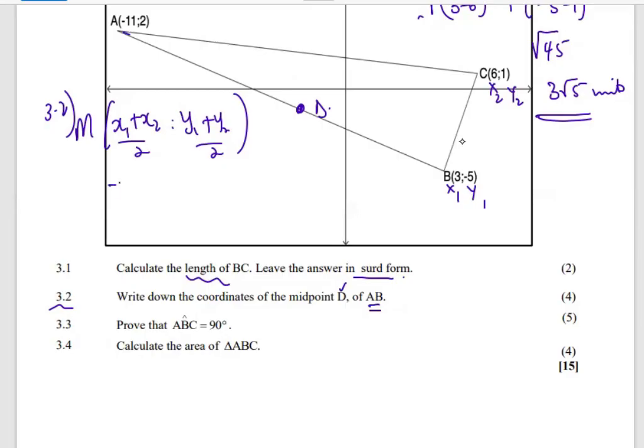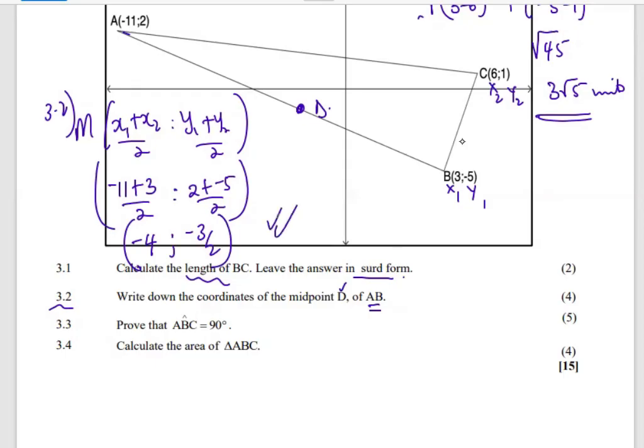So it's going to be negative 11 plus 3 over 2, then 2 plus negative 5 over 2. So that's going to give us negative 8 divided by 2, which is negative 4. When you add this, we're going to get negative 3 over 2. So negative 4 and then negative 3 over 2 becomes our midpoint.